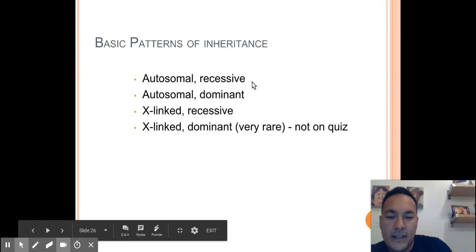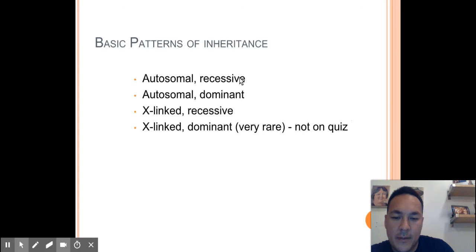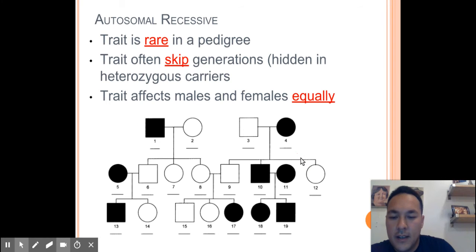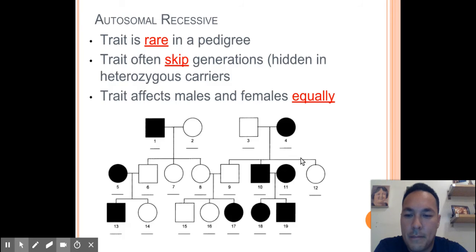So here are the three diseases I'm going to quiz you on: autosomal recessive, autosomal dominant, and X-linked recessive. I will not quiz you on X-linked dominant. Here's an autosomal recessive pedigree.